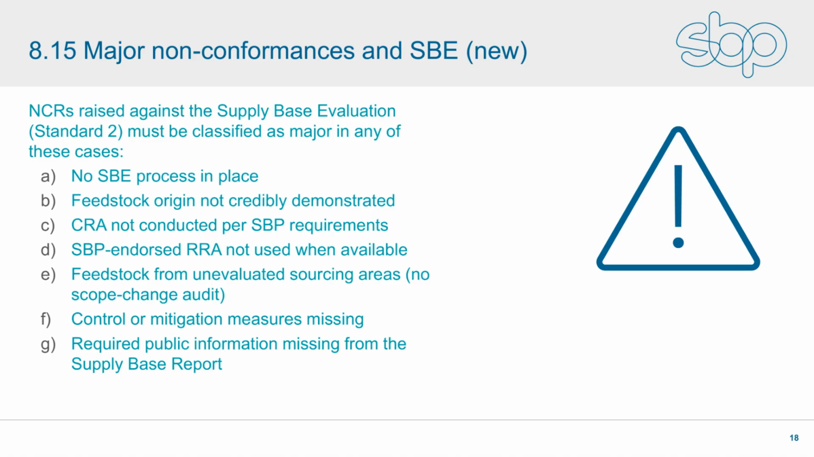The practical takeaway for auditors: when you find any of these 7 conditions during an SBE audit, the categorization is no longer a judgment call. Version 2.1 requires it to be raised as a major NCR. Make sure your audit templates and reporting tools reflect this. Let's continue.